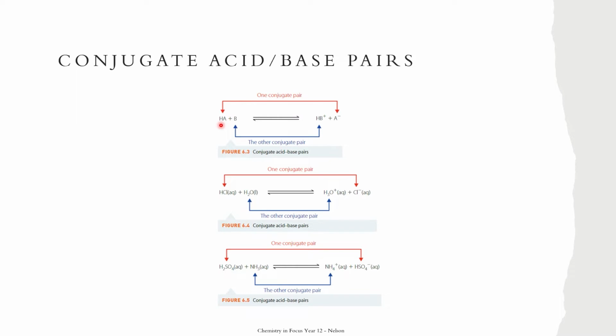We already know that with our general equation, we have HA, which is hydrogen and the anion, being the acid, and B being the base. We're forming HB+ and A-. In other words, the acid donates its hydrogen onto B, the base, which is accepting the hydrogen, forming HB+, and leaving the acid as A-.